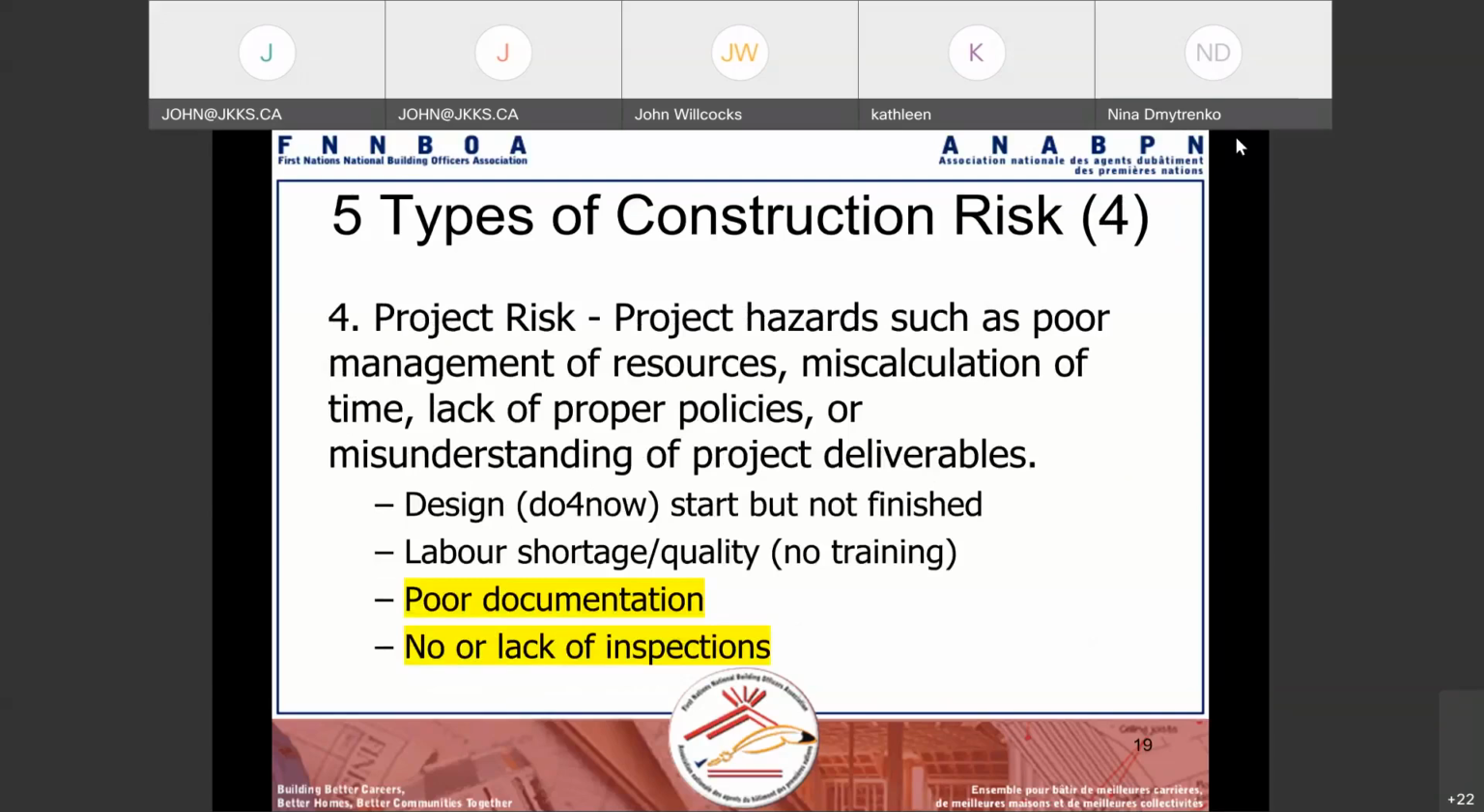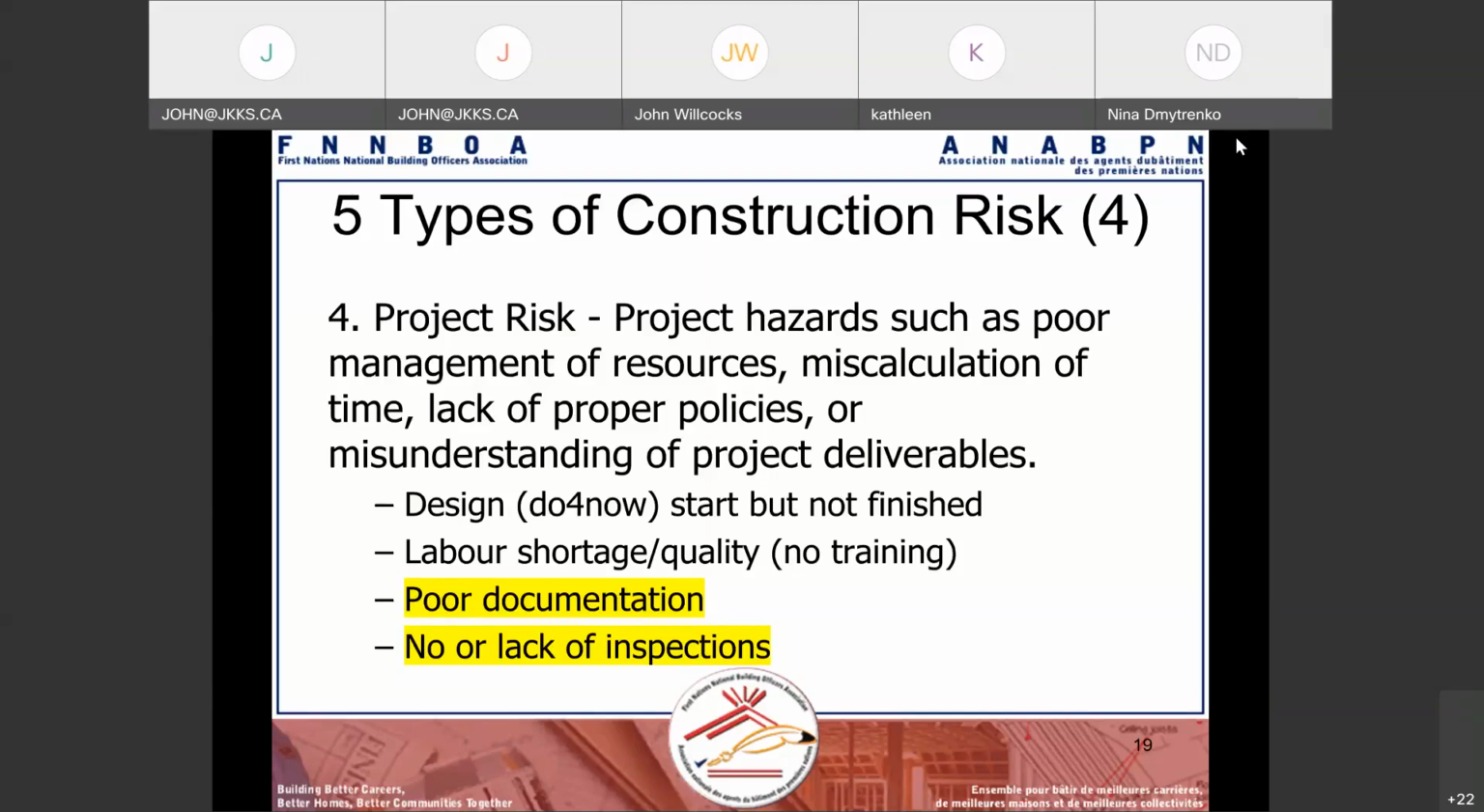Another type of construction risk is project risk, and this is probably the bigger issue that everybody will run up against. This involves poor management of resources. You have a miscalculation of time. You don't have any proper policies. You don't have procurement policies on how you hire your contractors. A contractor got hired, but you're not sure how he was hired. There are misunderstandings of project deliverables.